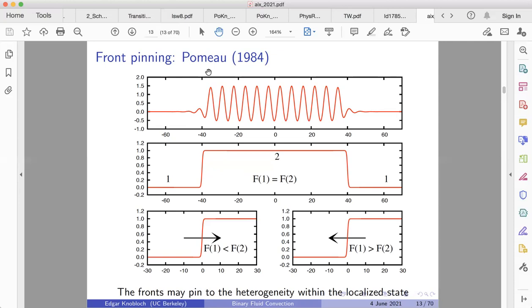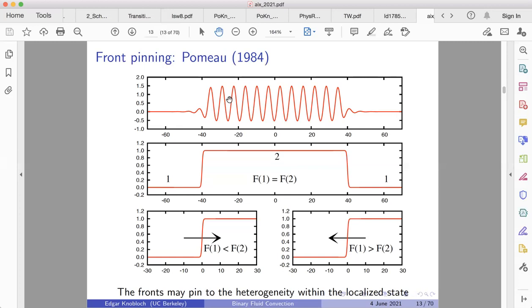And that was an idea that goes back to Yves Pomeau and has been applied to many problems of this type since then. So this means that you're going to get localized structures of this type, not only at the critical temperature, the Maxwell temperature, but also in an interval around that temperature.